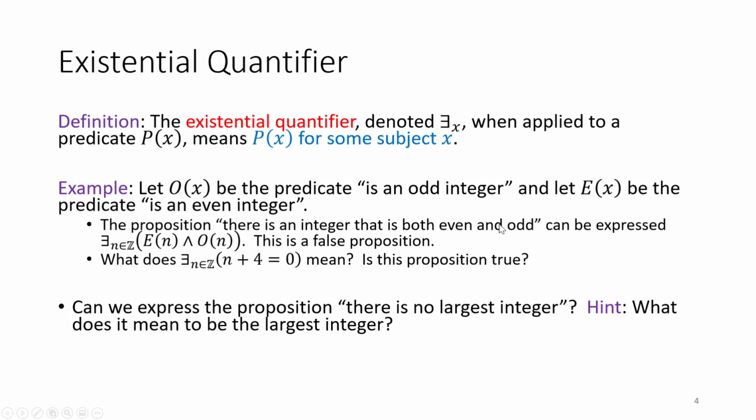Okay, what about this one? Can we express this proposition? There is no largest integer. Okay, there's no largest integer. So, okay, I got a hint here. What does my hint say? What does it mean to be the largest integer? Okay, that might help us. So what is the largest integer?